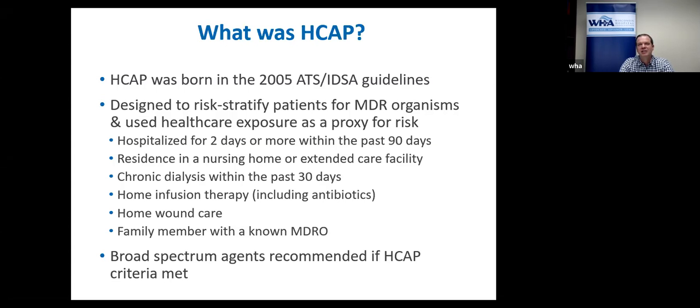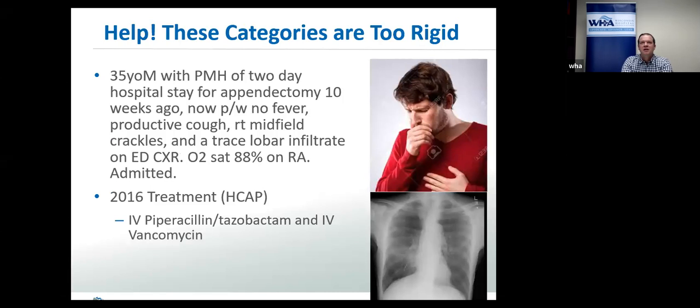The problem was that HCAP was not particularly sensitive, not particularly specific, and because multidrug-resistant organisms, while they're out there, are not that common, it had a relatively low positive predictive value for actually getting the right cohort of patients. So this is an individual who might say, help, these categories are too rigid for me.